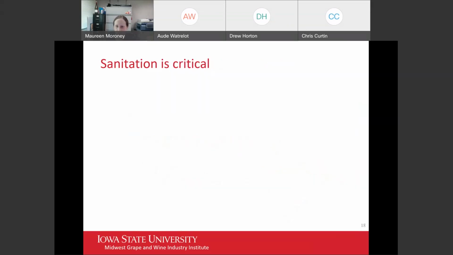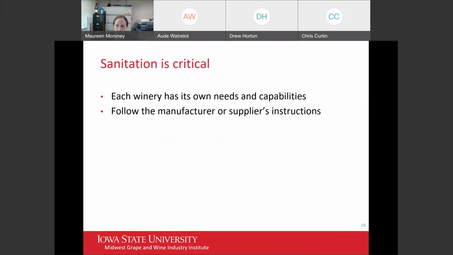But the very abbreviated version is that there's no one size fits all prescription for cleaning and sanitation, because every winery has different needs, different equipment that they have available, and other factors like that. With that said, whatever products you are using should be used according to the supplier's instructions. So this includes things like the concentration, the temperature, the contact time, and those other details. Physical removal of grime is the necessary first step before trying to sanitize anything.